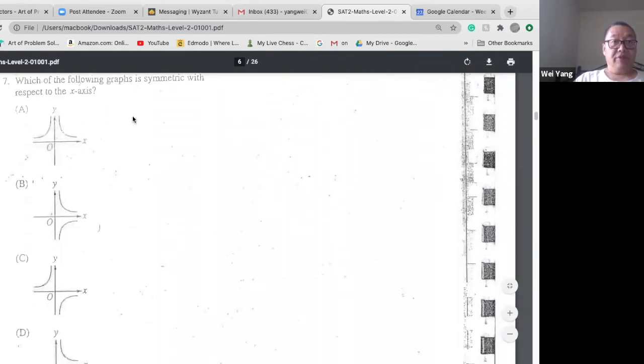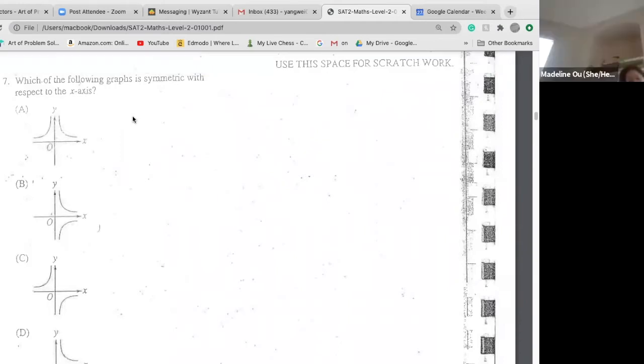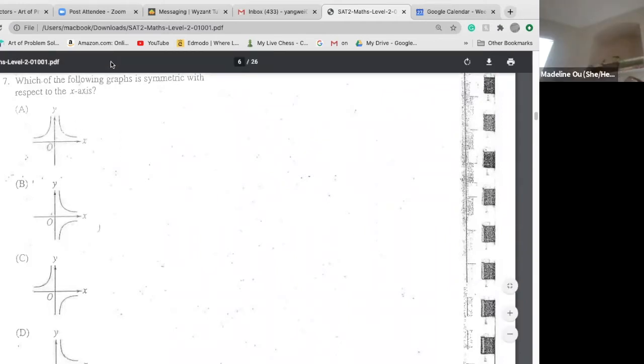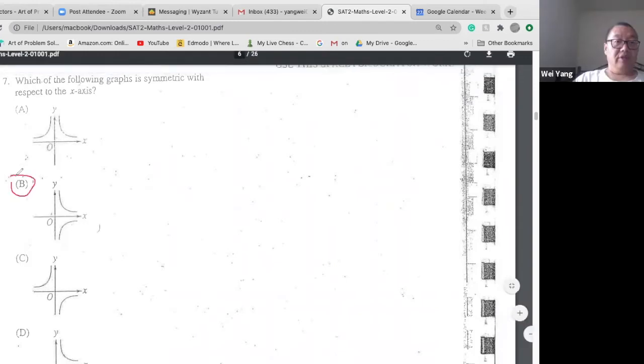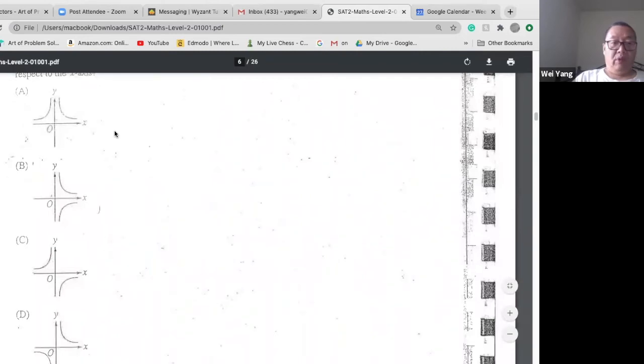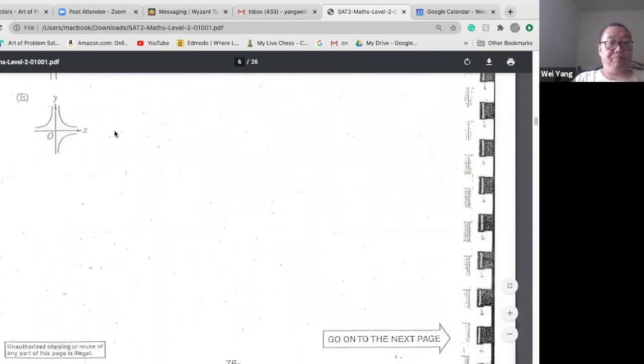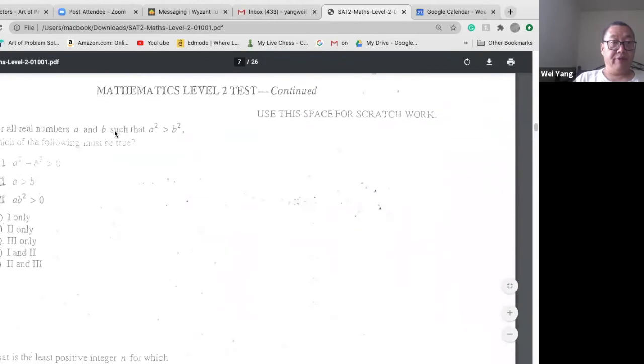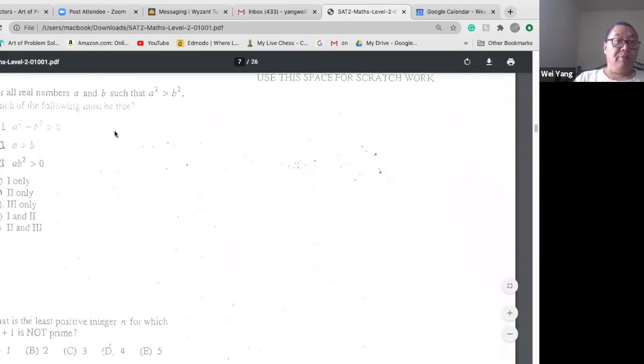What's your answer for number 7? B. You got a B. Now let's see, which of the following graphs is symmetric with respect to the x-axis? Yes, this is right. Now let's go to the next one. Number 8. What's your answer for number 8?